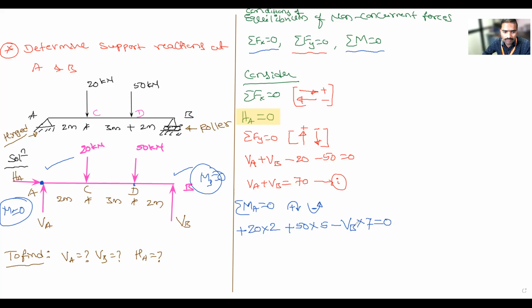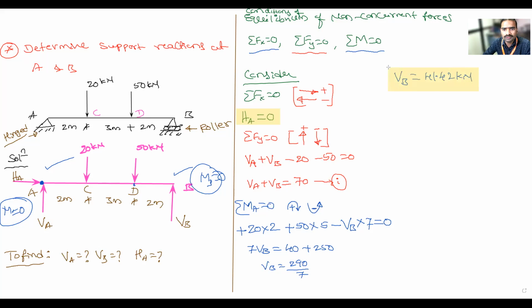So I will transfer this VB into 7 to the right hand side. I will write it: 7 times VB is equal to 20 into 2, that is equal to 40, plus 5 into 50, that is equal to 250. So VB is equal to 290 divided by 7. Can you tell me what is the value of VB? 41.42 kilonewton. Okay. So this is the answer for the value of VB.